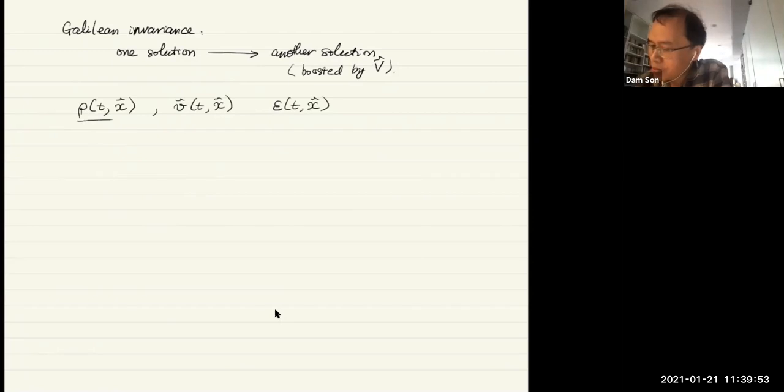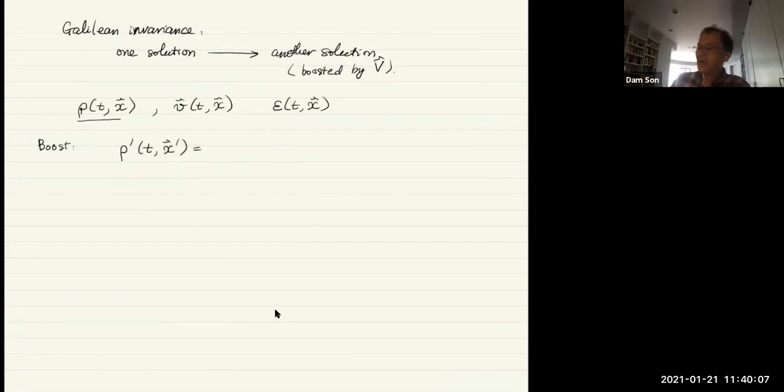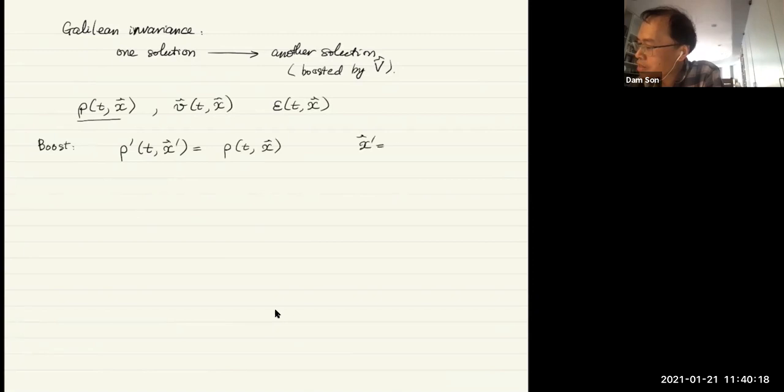So let's look at this rho first. Under the Galilean boost, from rho we can get another configuration. Let me call that rho prime, defined so that rho prime at time t, coordinate x prime, is equal to rho at time t in coordinate x, where x prime is equal to x minus Vt. V is capital V, the velocity with which we have boosted our system.